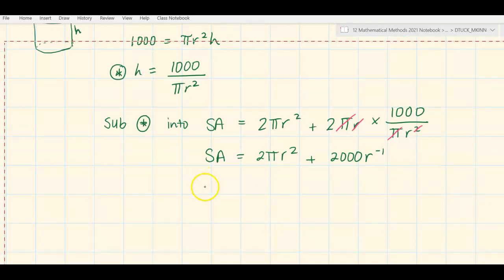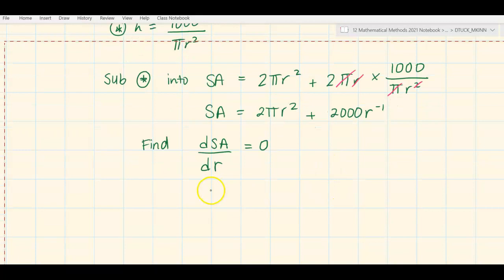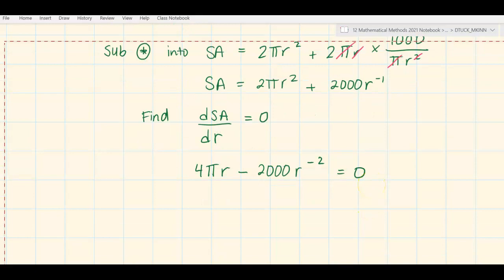To optimize, we find dSA over dr and find when that equals 0. So dSA over dr is going to be 4 pi r minus 2000 r to the negative 2 equals 0. Is that okay? Yep. Please let me know if I make a mistake. All right, now we need to solve that. What should we do to solve it? Yeah, you could factorize. Any other ideas?